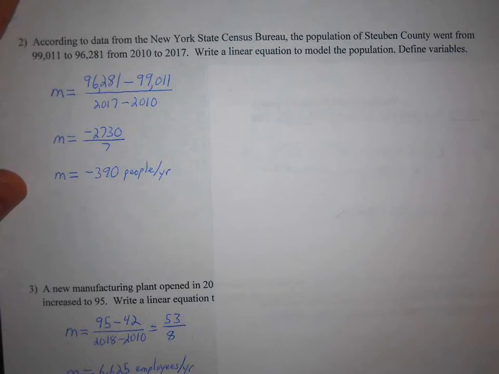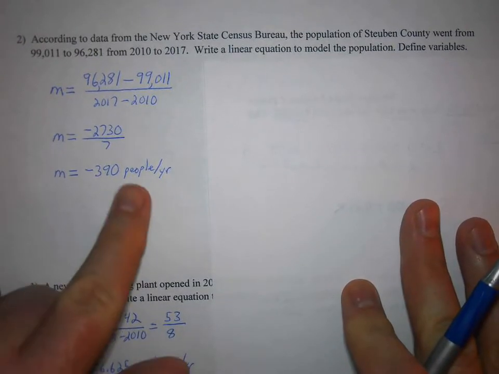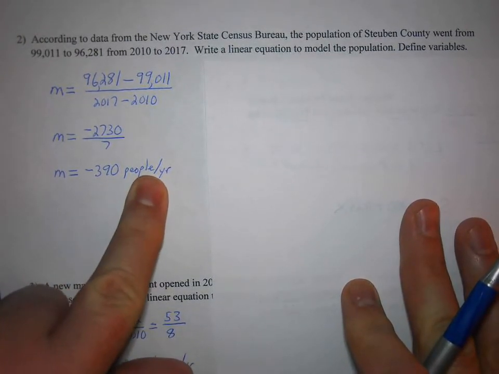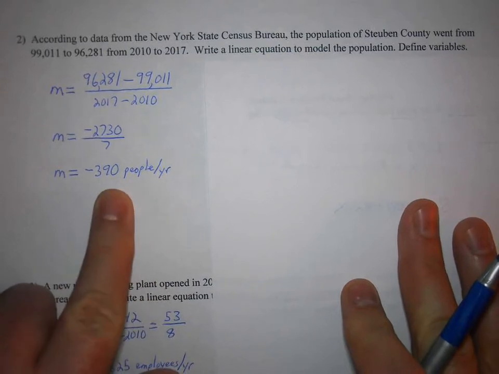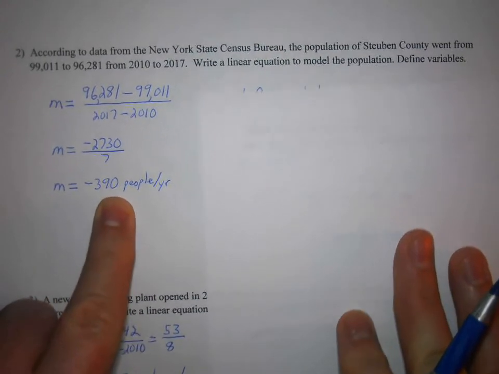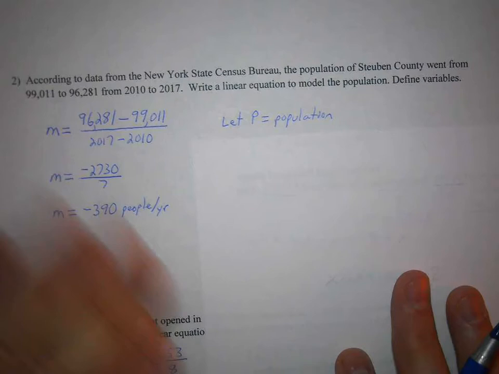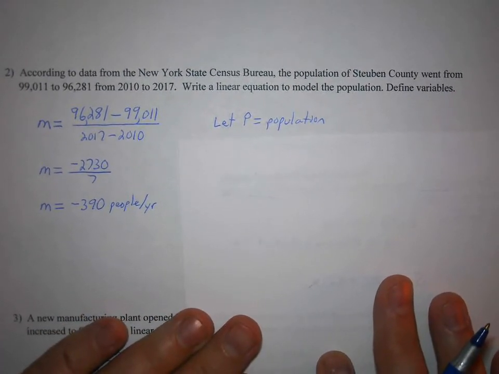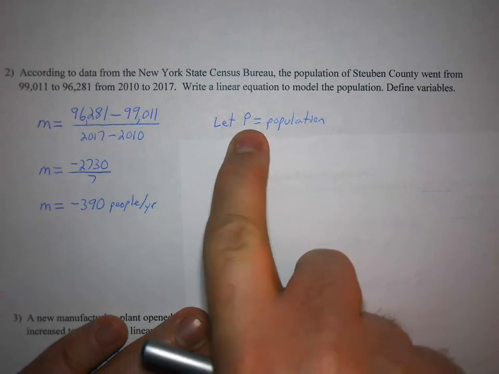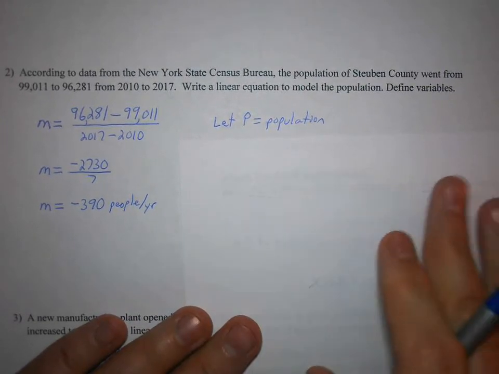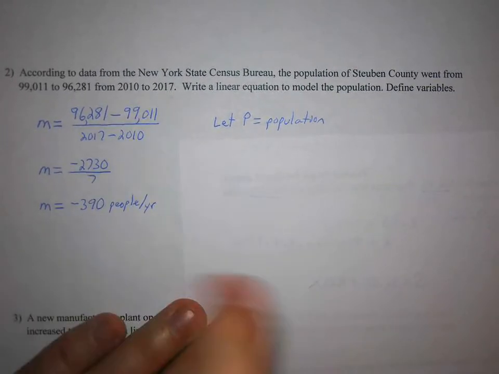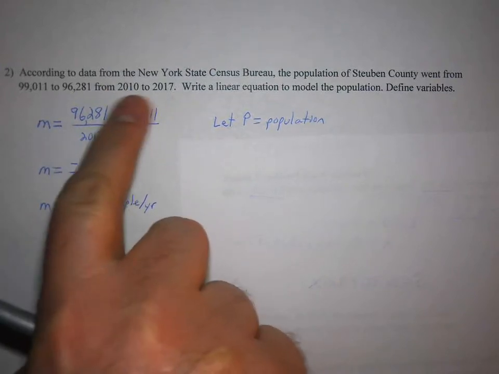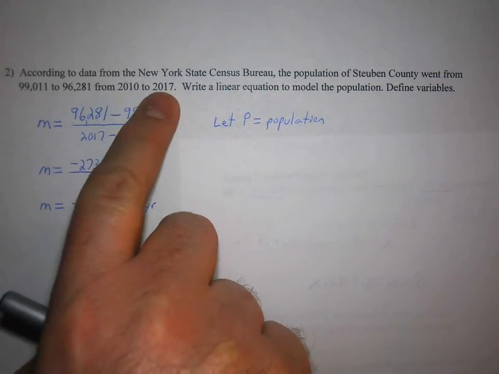Okay, so you end up with a population change of negative 390 people per year. So the population is decreasing by 390 people per year. Okay, and then to write the equation, we have to define our variables first. I say let P be the population, and then X, that's the time that goes by, right? So X has to do with the years.